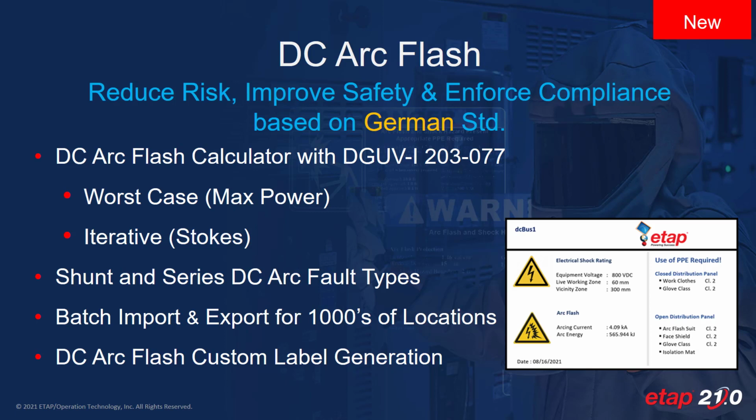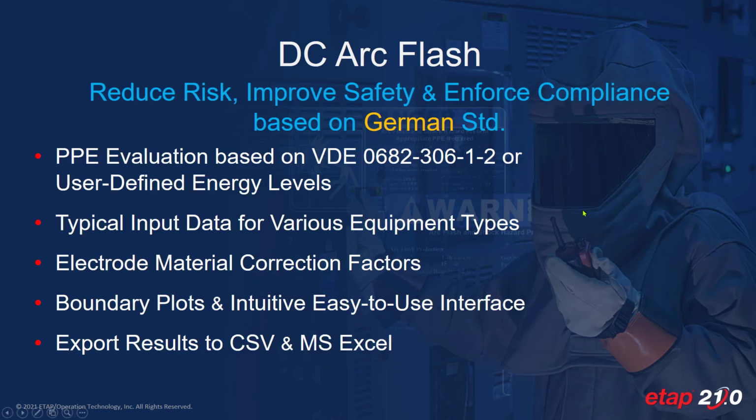The existing German arc flash calculator includes a new tab for DC arc flash analysis for both series and shunt faults, which can be extended to thousands of locations by means of batch instruction files. Just like its Australian arc flash evaluation tool counterpart, the German DC arc flash calculator includes standard-specific arc flash labels. This tool also includes nice features to improve productivity and reduce the data entry time. The German standard does not follow NFPA 70E PPE requirements, but follows instead IEC PPE standards like VDE 0682-306-1-2. The tool also includes plots and reporting features to send results to Excel.